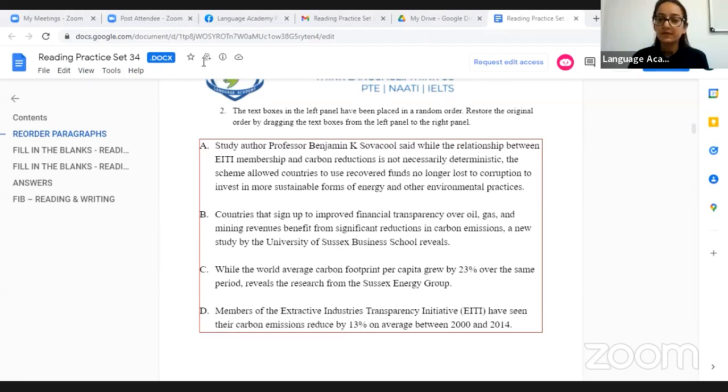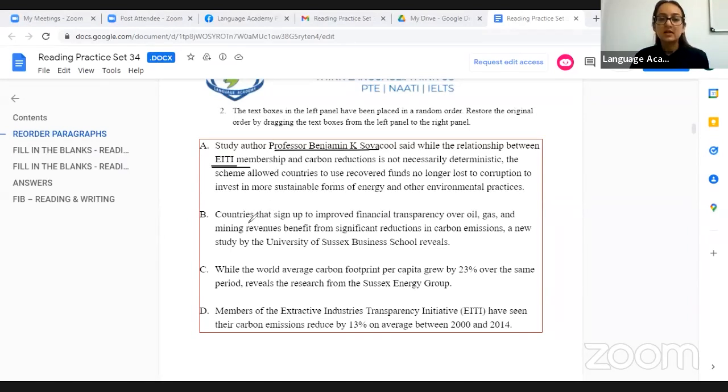Okay, let's read. First of all, mark the hints and then I'll tell you the answer. This says, study author Professor K. Sovacool said, while the relationship between EITI membership and carbon reductions is not necessarily deterministic, the scheme allowed countries to use recovered funds no longer lost to corruption to invest in more sustainable forms of energy and other environmental practices. So this, we have a name of a person, we have this EITI membership, and then they talked about the relationship between membership and carbon reductions.